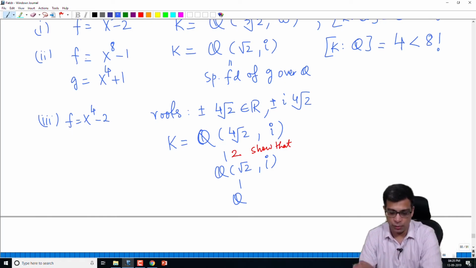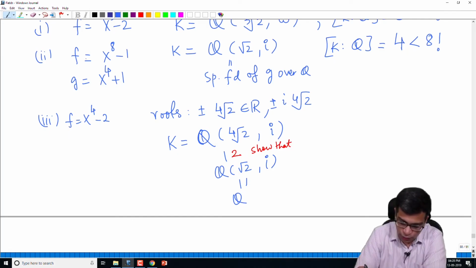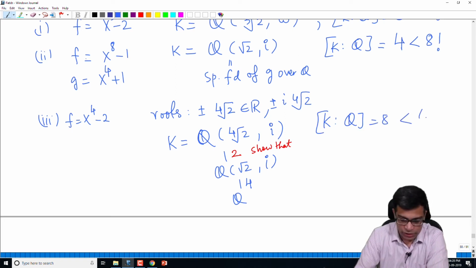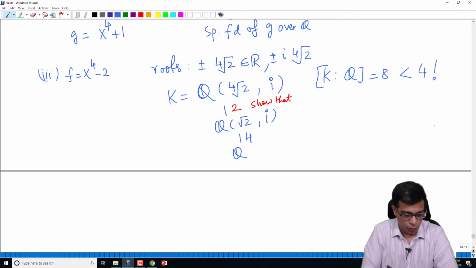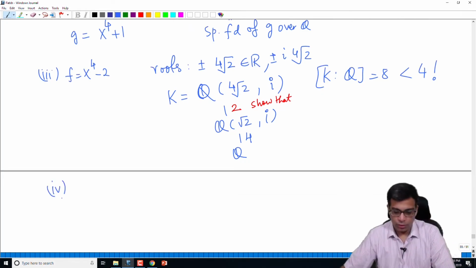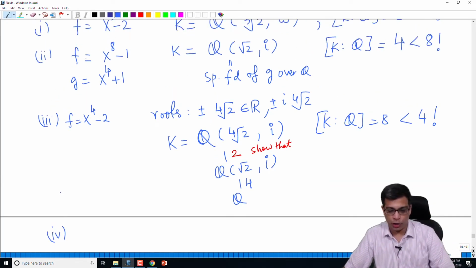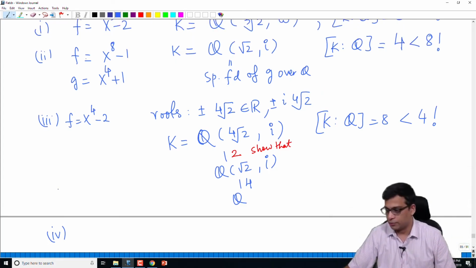That means it is a degree 2 extension. And this we have seen earlier is 2. So the total degree is 8. And which is of course much smaller than 4 factorial. Okay. So one more. So here, a smaller degree polynomial but a bigger degree of the splitting field.